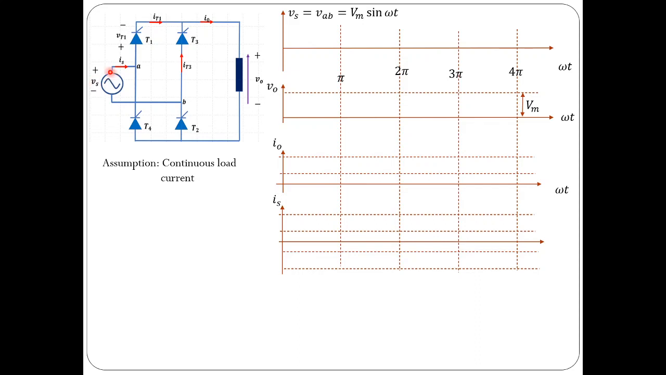And current is supplied from the positive terminal, so this is the conventional way of considering current direction. So this is the current entering into terminal A. So this is the source current direction considered conventionally.